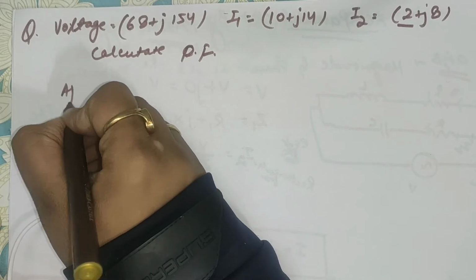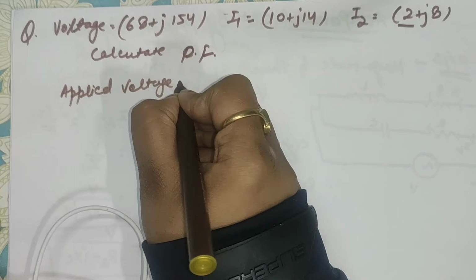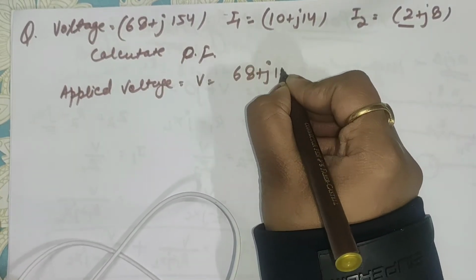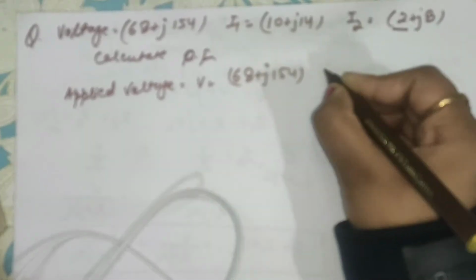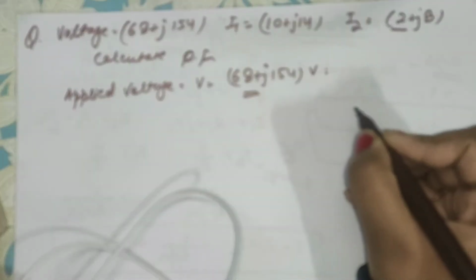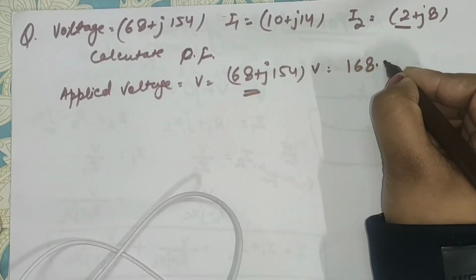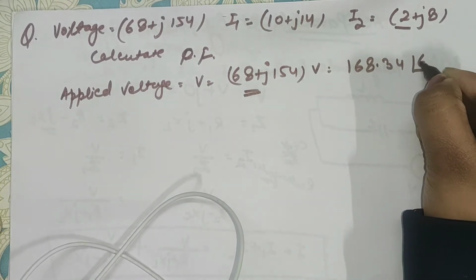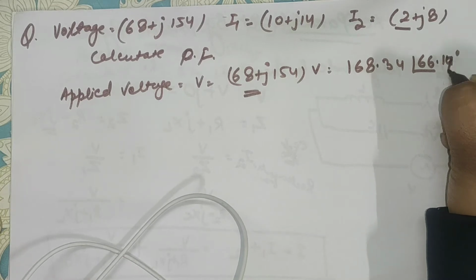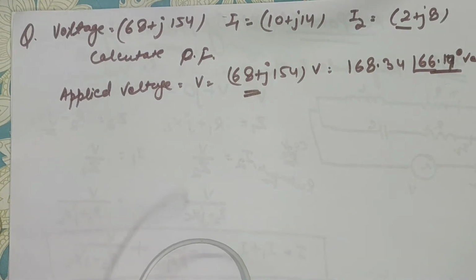So first of all, applied voltage. Applied voltage is given, that is V equals 68 plus j154 volt. If you change this complex form into polar form, that will be 168.34 under root 66.17 degree volts. For this you need a calculator.